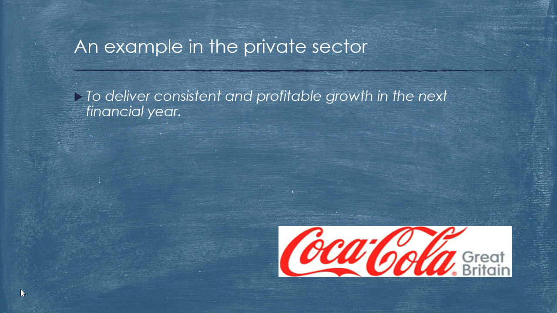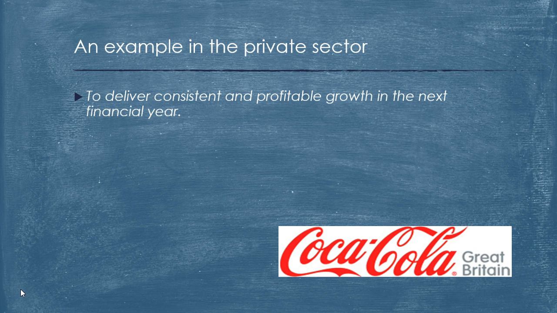To deliver consistent and profitable growth in the next financial year. Now, for example, of private sector, they have different objectives as well. This is Coke. Their one is to deliver consistent and profitable growth in the next financial year. Although sometimes an objective doesn't have a specific figure or a specific piece of data, it doesn't mean that it's not SMART. This is SMART for several reasons.